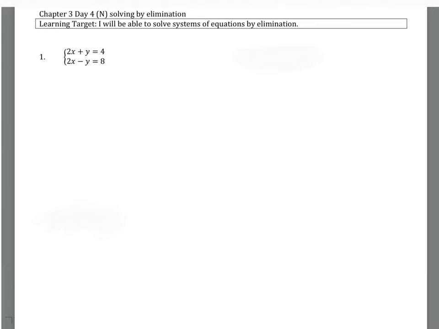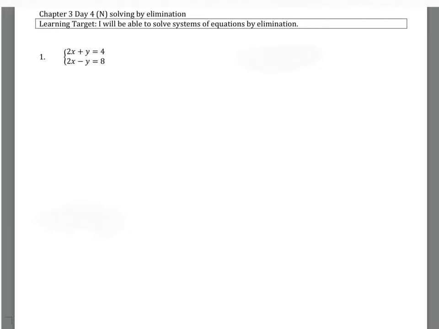So, what does the English word elimination mean? Elimination means that you are trying to get rid of one of the variables given in the equations. Eliminate. So let's take a look at example number 1.